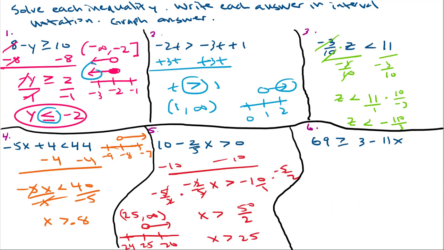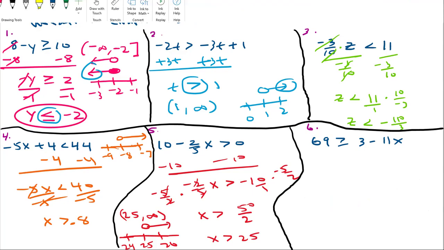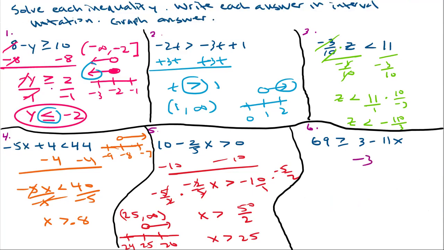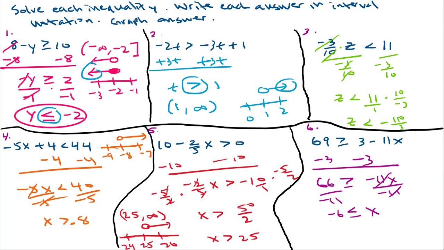So for the next one, we're going to do the same thing, right? We're going to solve for x. So I'm going to subtract 3 on both sides. 69 minus 3 gives me 66, greater than or equal to -11x. Then divide both sides by -11. Okay, so 66 divided by -11 is going to give me a -6. And then we divided by a negative, so we have to flip that inequality to less than or equal to, and then that'll be x.